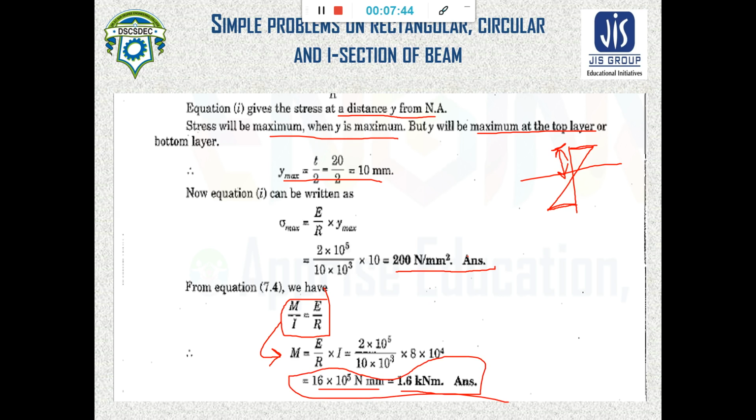Here we are explaining just one simple equation, M by I is equal to E by R is equal to sigma by y, and this simple equation has been used in this problem. In each and every problem that we will be discussing here, some basic equation will be used, and this type of simple problem is very likely to come in your semester. So be very careful and follow the problems that we are going to discuss next.